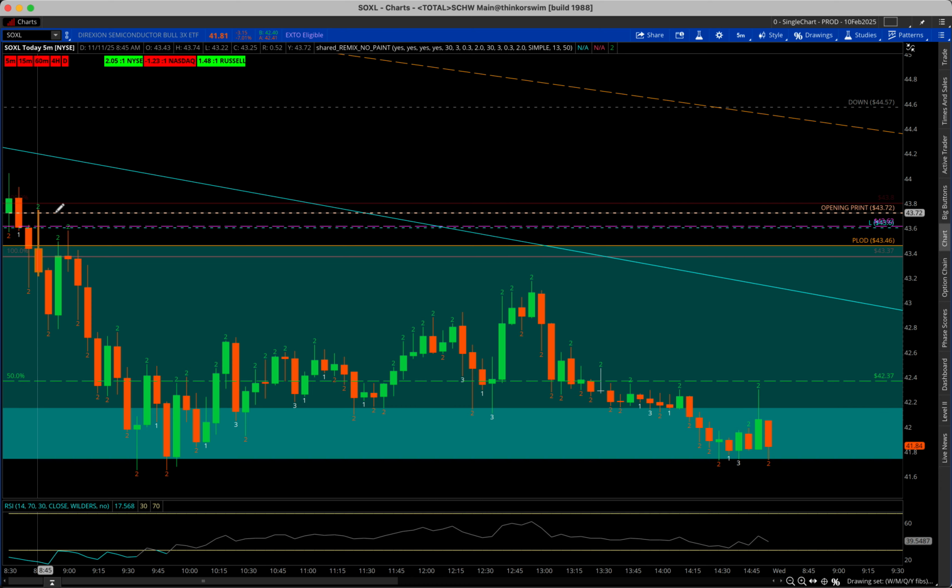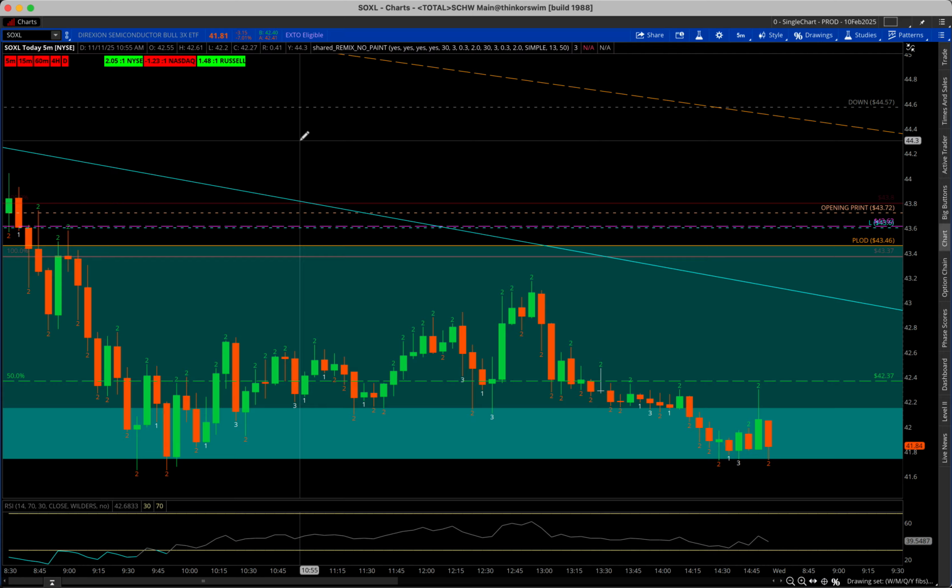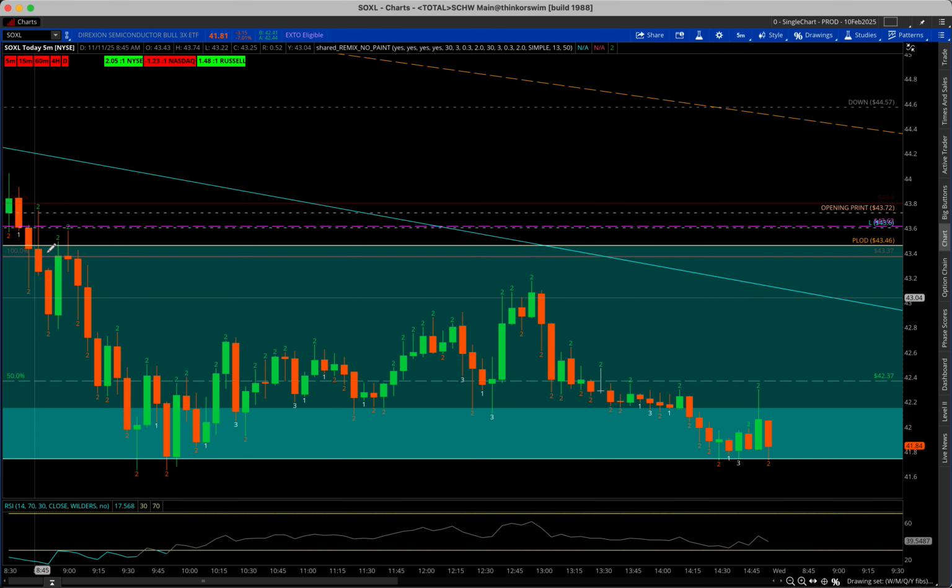And at the opening print, 10, 15, 20 minutes into the day, we got our lower high. Now, if you're not familiar with this channel, what we look for from a scalping perspective at the beginning of the day is we look for lower highs at or below opening print to get into puts, or we look for higher lows at or above opening print to get into calls, right? So today we see a prime example of a lower high at opening print.